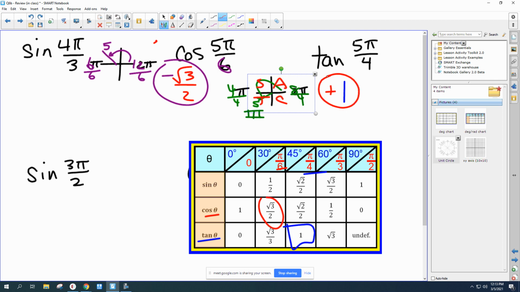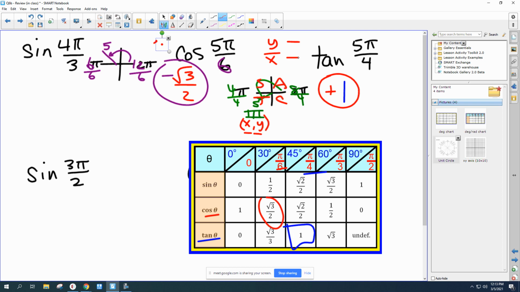That's not very mathematical. If you want to think about it this way, think about an XY point. In the third quadrant, X would be negative and Y would be negative. We know tangent is the ratio Y over X, so a negative over a negative is positive. That's the way I always used to think about it.